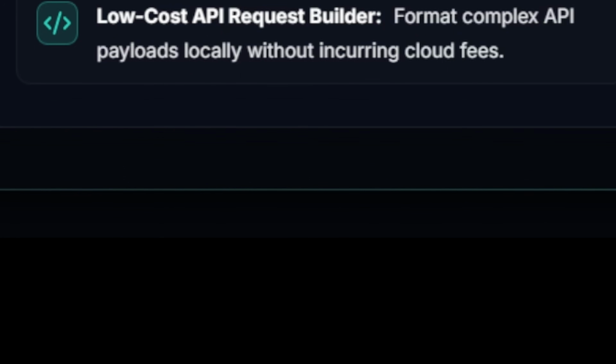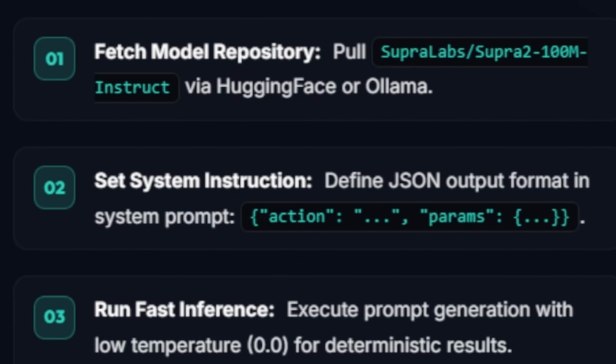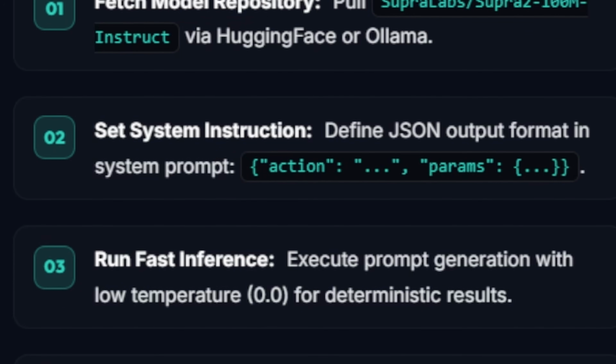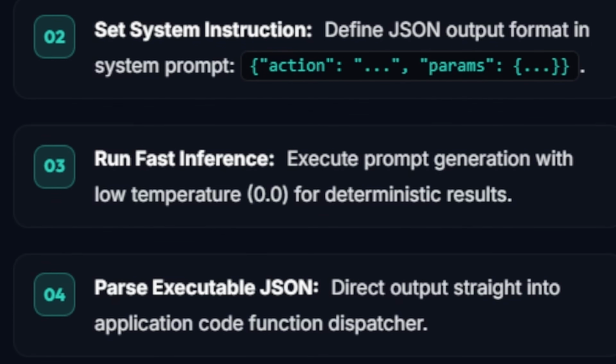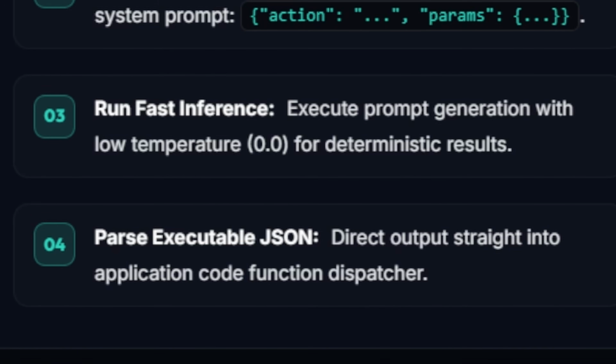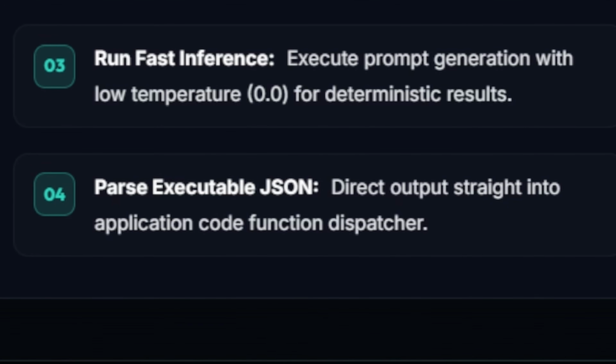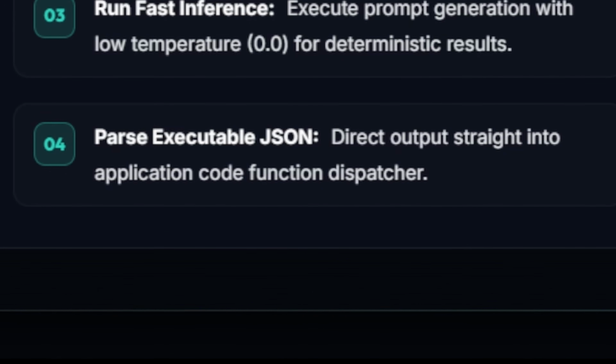To set up this model, you just need to pull the weights from Hugging Face or Ollama library and explicitly set the JSON target schema instructions. And while running the inference, just set the temperature to 0, which will ensure deterministic output that can be piped straight into your application code handlers.